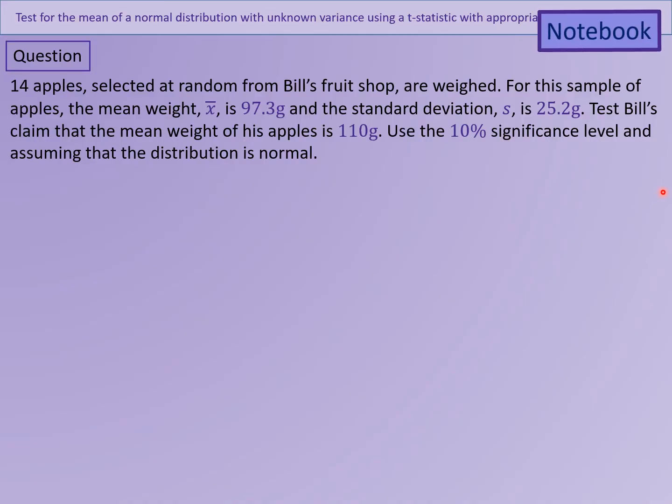Okay, so what we're going to do is just look at an example then. So we've got 14 apples selected from Bill's fruit shop. Give you a chance to read the rest yourselves and maybe have a go yourselves if you want to, or just pause there, write it down and then wait for me to go through the answer. It's your choice.